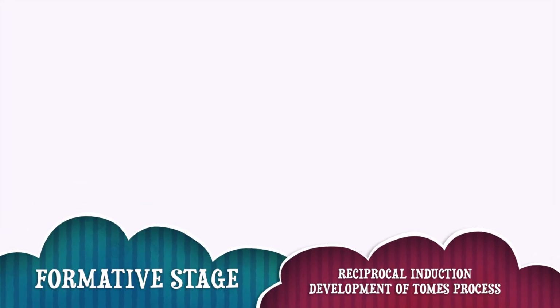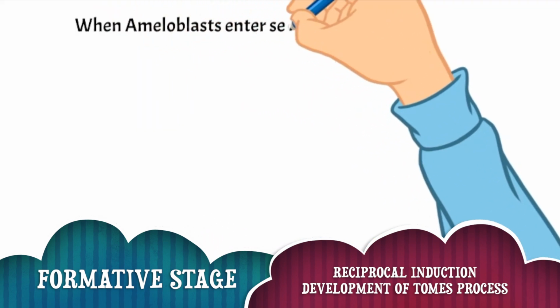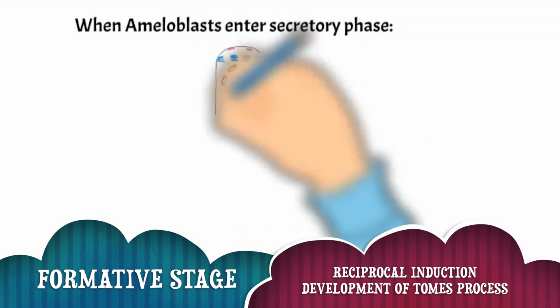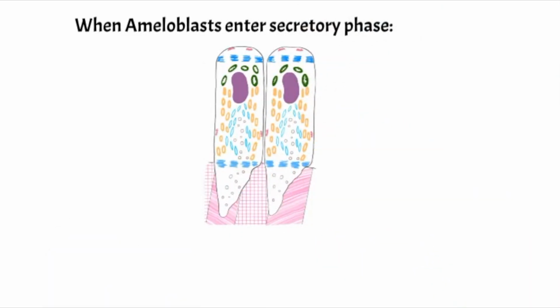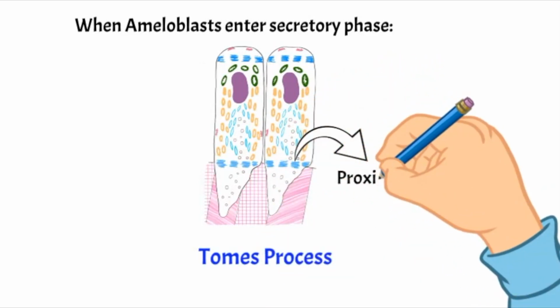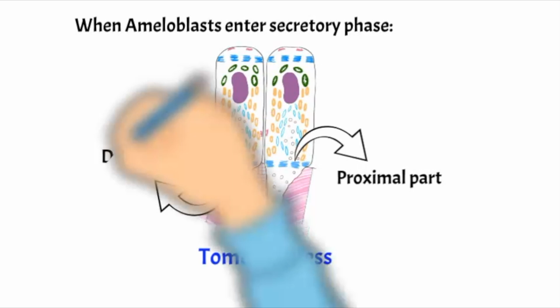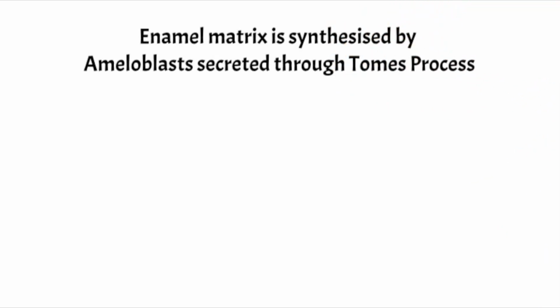This stage also marks the development of Tome's process. When the ameloblasts enter into secretory phase, extensions appear at the distal end of ameloblasts, and these extensions are called Tome's process. If we see the picture, it is clear that Tome's process is made of two parts, proximal and distal. After the enamel matrix is synthesized by ameloblasts, it is secreted through Tome's process.